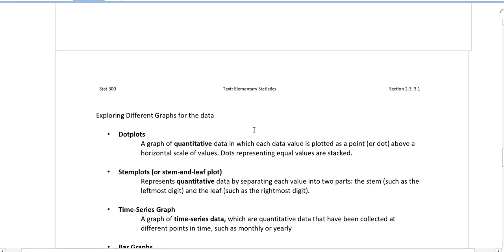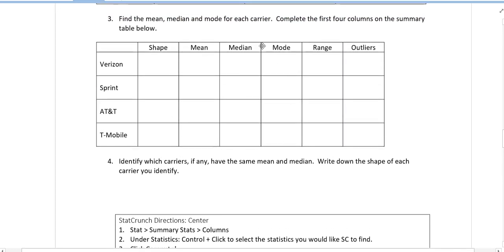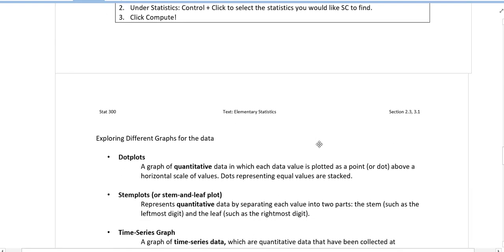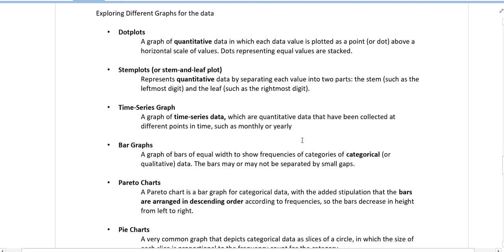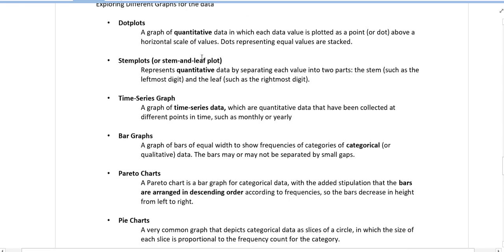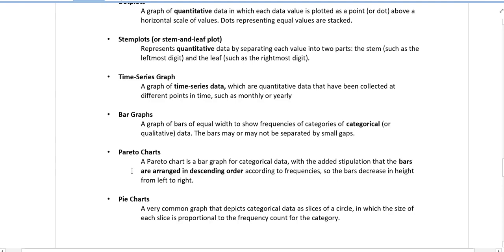So going back to our notes, we'll continue. So do those on your own and fill in this chart for your notes. And then exploring more graphs. So we have dot plots. We already looked at that. The stem plot or stem and leaf plot. Now these are for quantitative time series. These are what you normally see for like what we saw most recently with COVID data, right? When you're looking over a period of time and the number of data values. So this is a time series graph. Bar graphs, Pareto charts, and pie charts are mostly for categorical data.